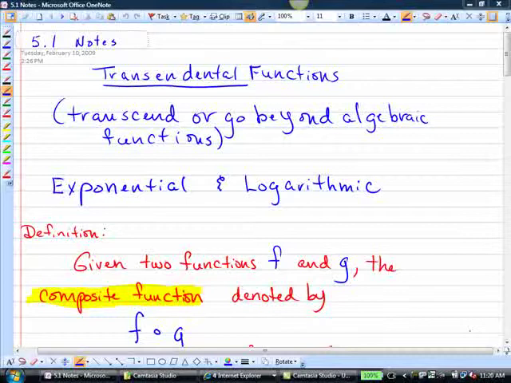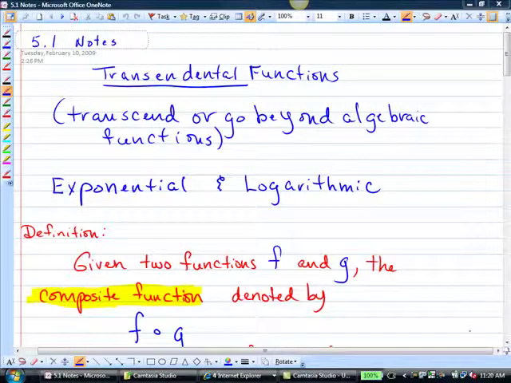Okay, we're going to look at section 5.1 and maybe a little bit of 5.2. And this is about transcendental functions. In algebra, we have what's called transcendental functions. And literally that means they transcend or go beyond the regular algebraic functions. And it includes exponential and logarithmic functions. So those are considered transcendental functions. Okay?